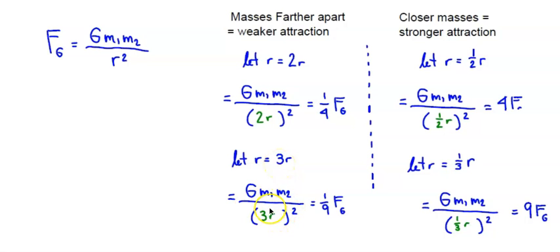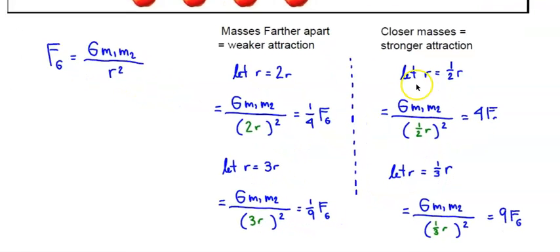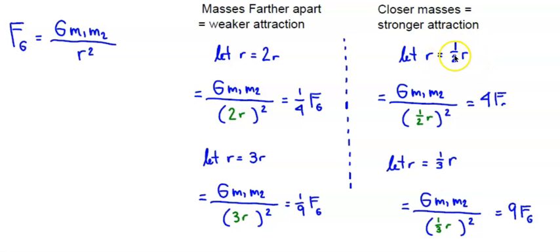Gm1m2 over 3r squared. The 3 squared is 9. R squared is in the original formula, so you pull out the fraction of 1/9. 1/9 Gm1m2 over r squared is the same as 1/9 of the original force of gravitational attraction. Now, instead of making masses farther apart and causing a weaker attraction, we can bring them closer. So if we started out somewhere, say around 4d, and we cut that distance in half to 2d, r is 1/2 of the original distance.